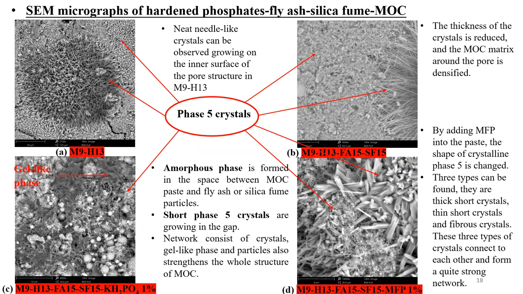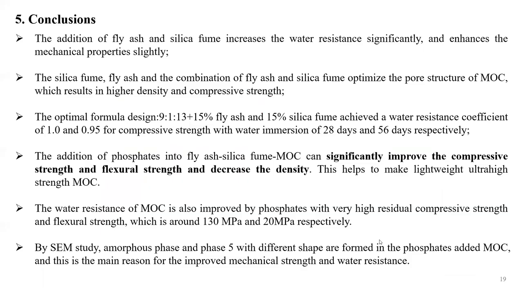Then for D, after adding MFP 1%. So by adding MFP into the paste, the shape of the crystalline phase 5 is changed. And three types can be found. They are the thick short crystals, thin short crystals and the fibrous crystals. These three types of crystals connect to each other and also form a very strong network. So this also explains the very high water resistance of this material.